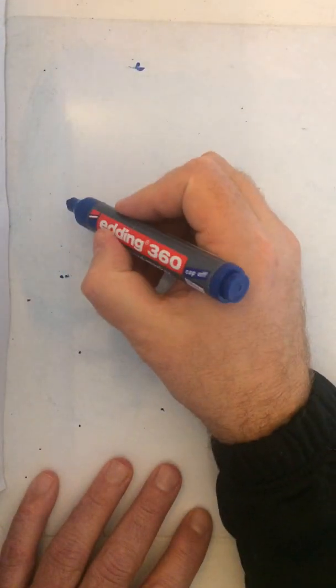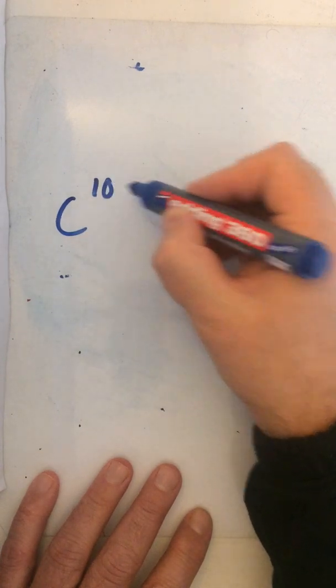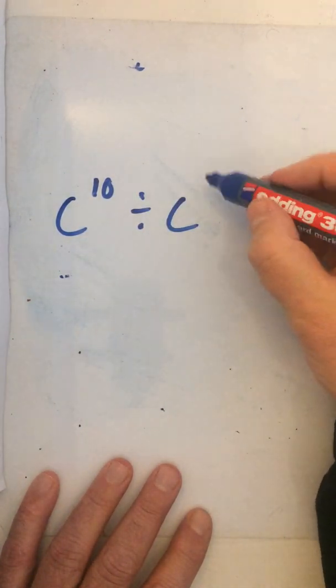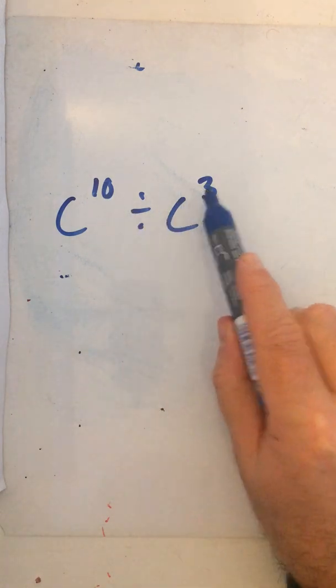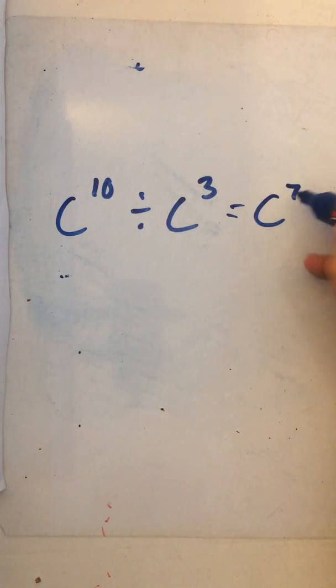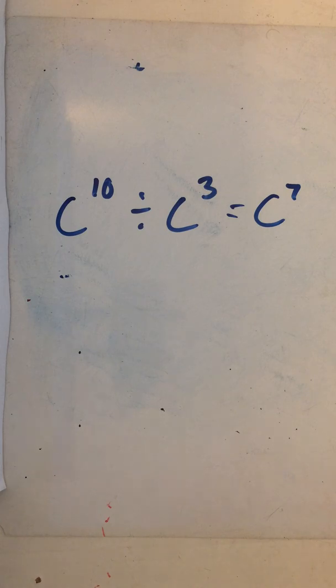Okay. And then when we're dividing, so if we've got c to the power of 10, I want to divide that by c to the power of 3. Now remembering, when we multiplied, we added them. And the inverse operation, the opposite of multiplication, is division. So we do the opposite of adding. The opposite of adding is subtracting. So now we just take away the powers. So it becomes 10 take away 3, so c to the power of 7. Just taking them away, okay?